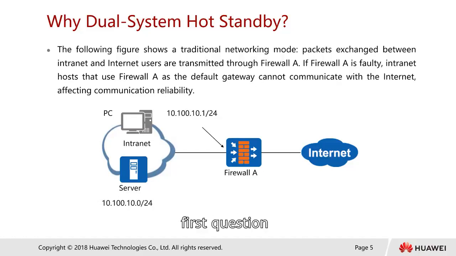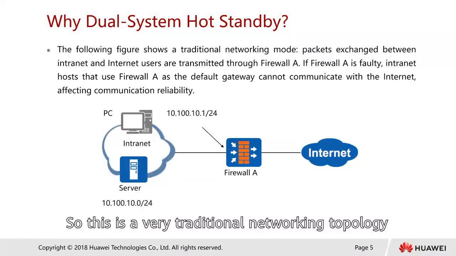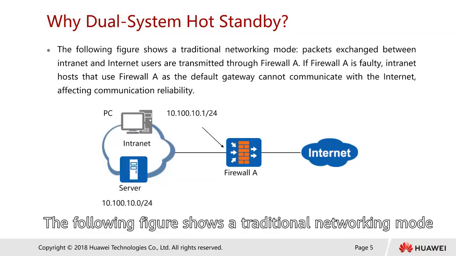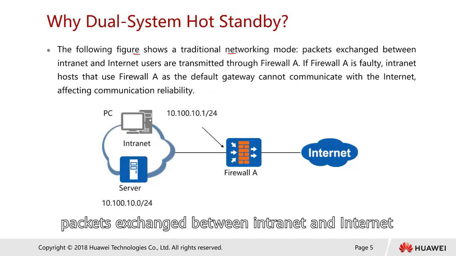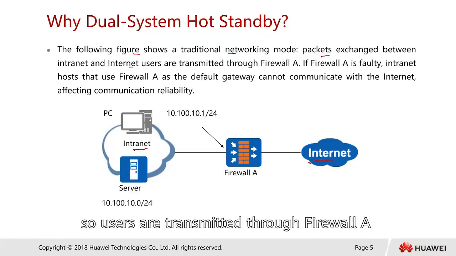First question: why do we need dual system hot standby? So this is a very traditional networking topology. The following figure shows a traditional networking mode: packets exchange between the intranet and the internet. So this is the intranet, and this is the internet. Users' traffic is transmitted through firewall A.